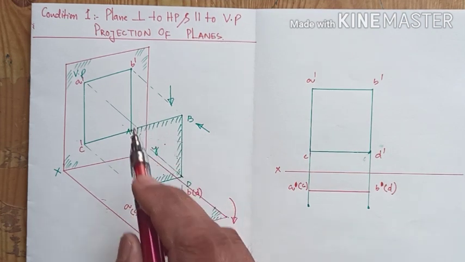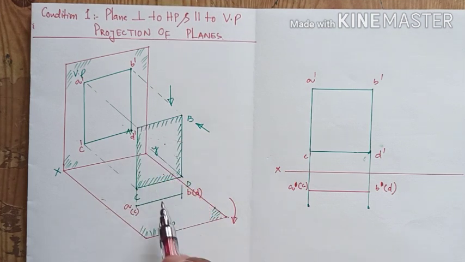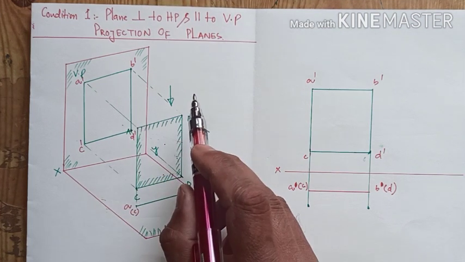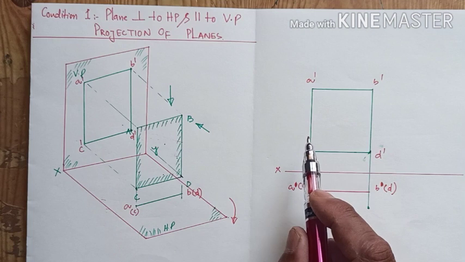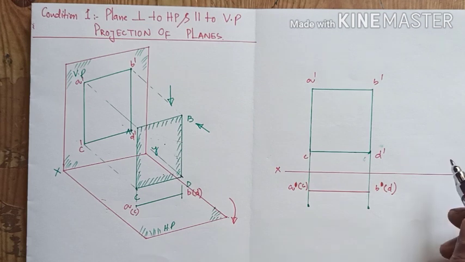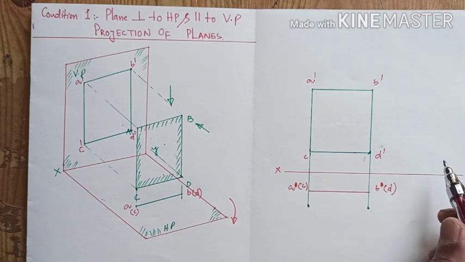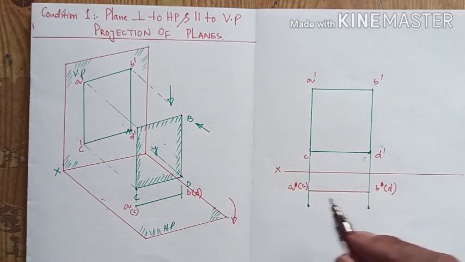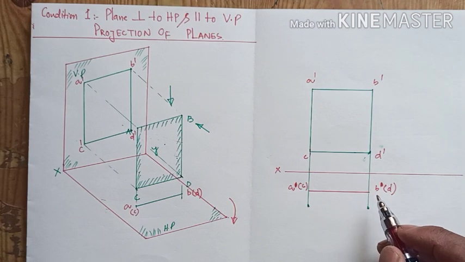The condition was when the plane is perpendicular to HP and parallel to VP. I will take the other conditions also, the remaining four conditions, then we'll go for drawing the real questions. I hope you understood this question. If you have any queries and questions, please do feel free to write to me. Thank you very much.